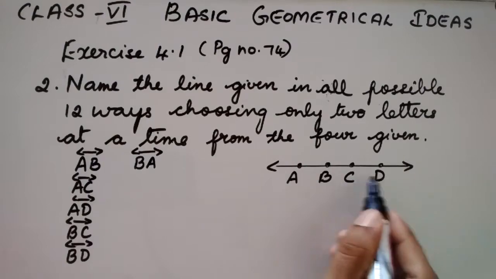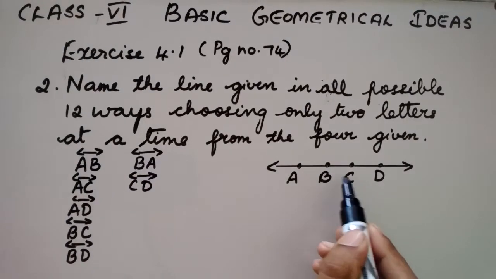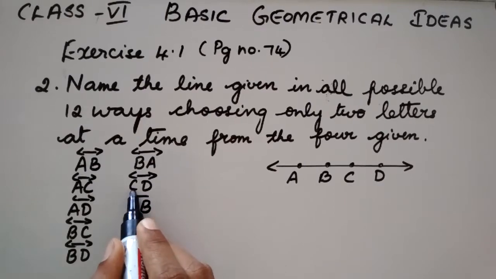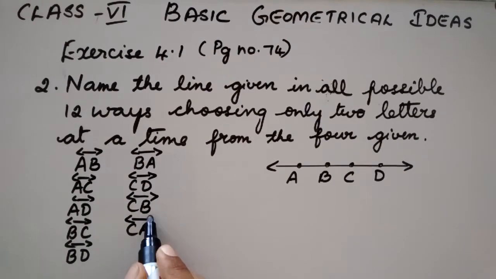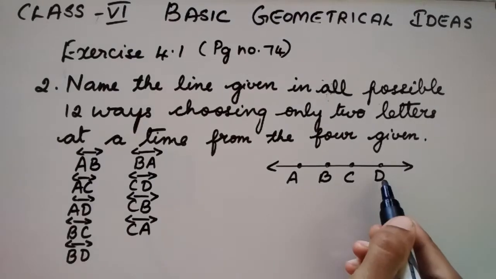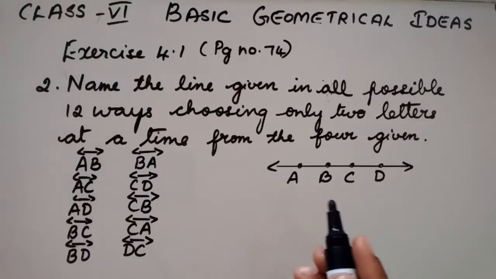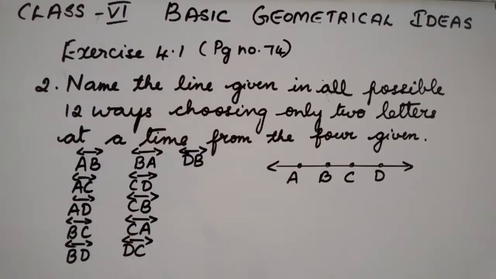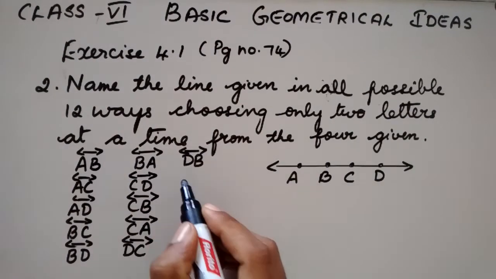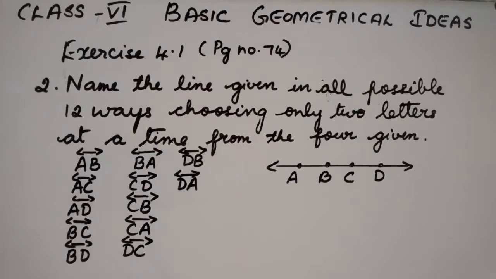Next we have C to D. Next we have C to B. Next we have C to A. Next we have D to C. Next we have D to B. And we have D to A. So we got all the possible 12 ways, choosing only 2 letters at a time from the 4 points given.